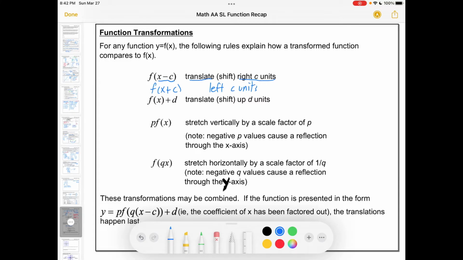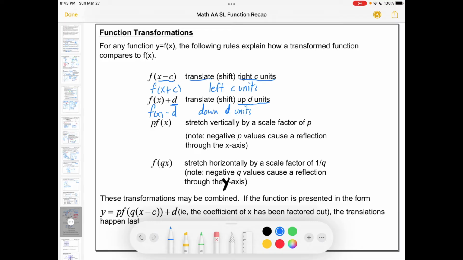Okay, let's assume c is a positive number. If we have instead a number tacked on to the very end, so this is kind of like y equals f of x plus d. Well, the y value is just increased by d, so in this case, it shifts it up d units. If you have f of x minus d, then that's going to shift it down d units. The vertical transformations are more intuitive. A plus means up, a minus means down.